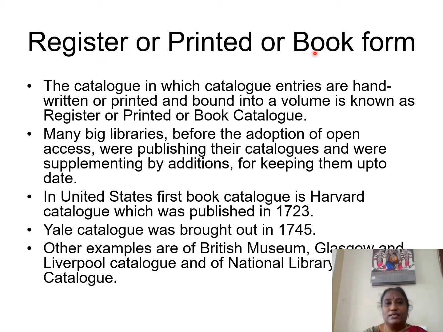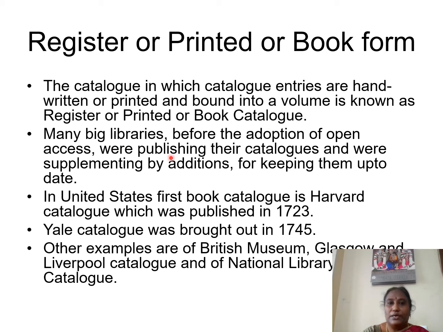Let us discuss what this form is. In this catalog, the catalog entries are handwritten or printed and bound into a volume, which is known as register or printed or book catalog. As now in the classroom you are writing on paper, that is handwritten catalog entries, or they can be printed and bound into a volume. This is known as register or printed or book catalog.